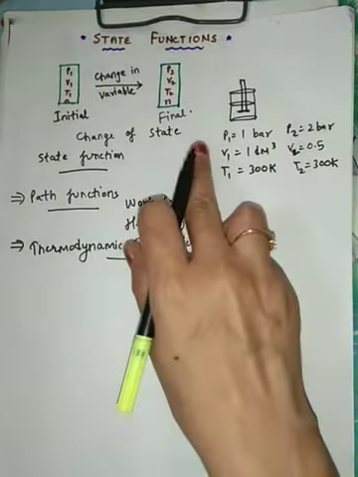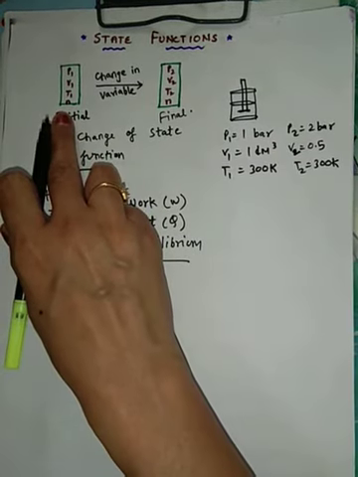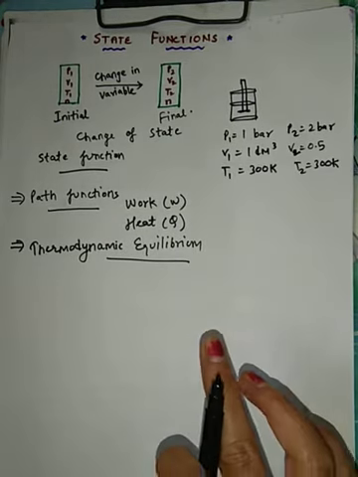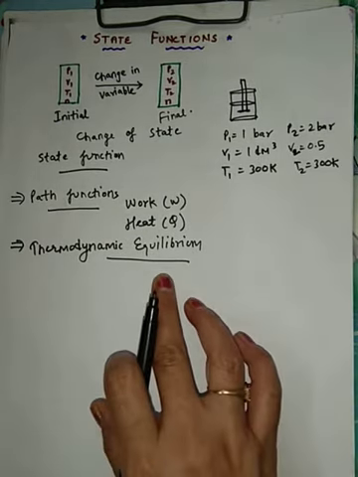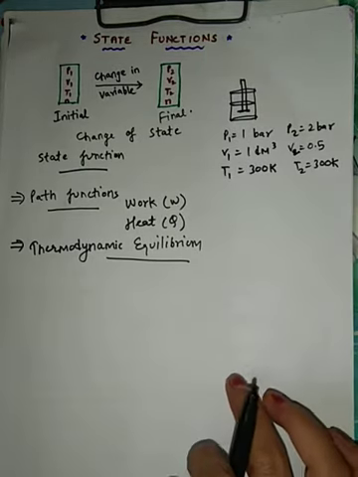ये जो change of state हुआ था, ये क्यों हुआ था? Because of change in the state functions. So thermodynamic equilibrium क्या है? A system is said to be in thermodynamic equilibrium if the state functions do not change with time.